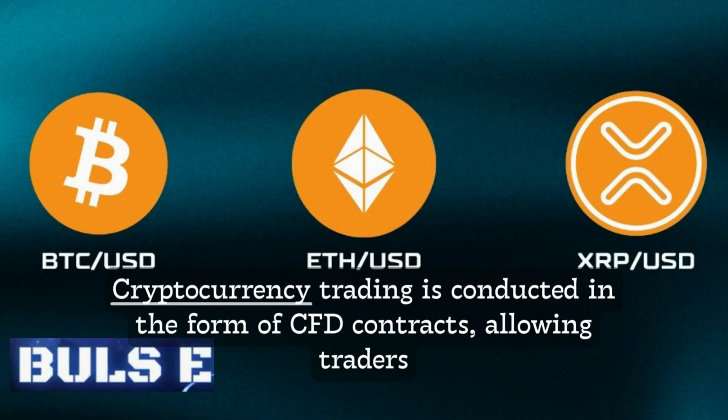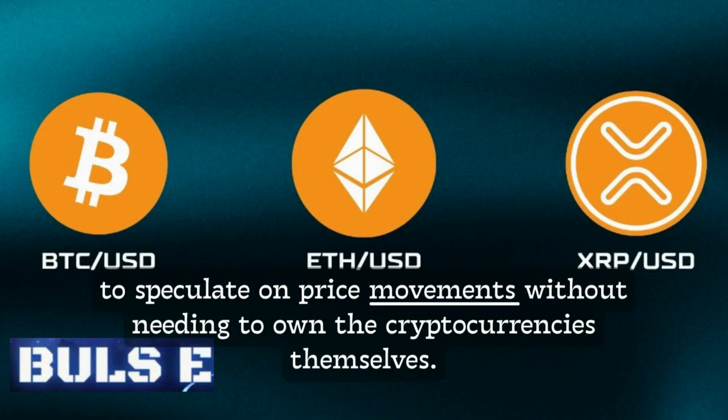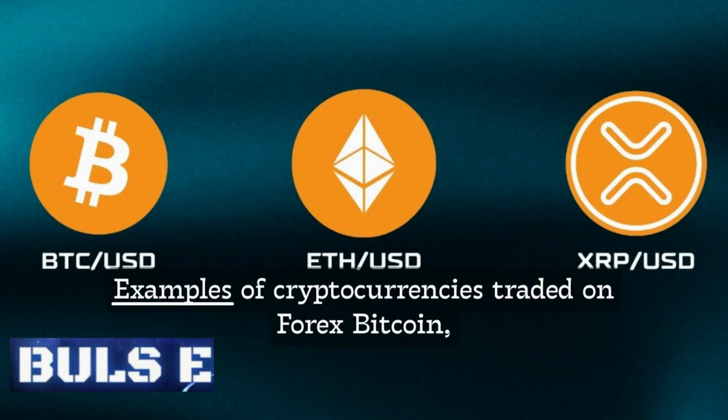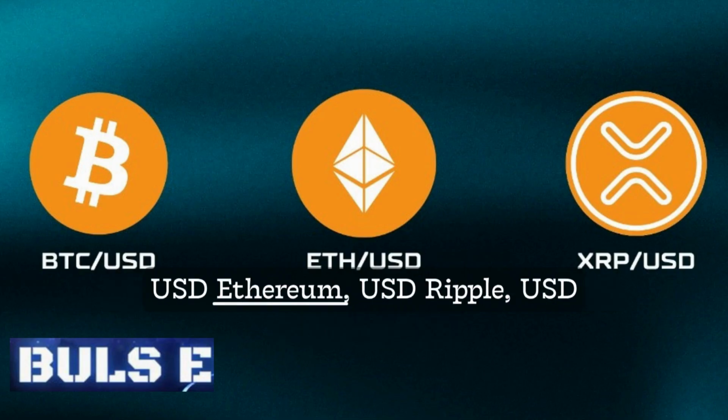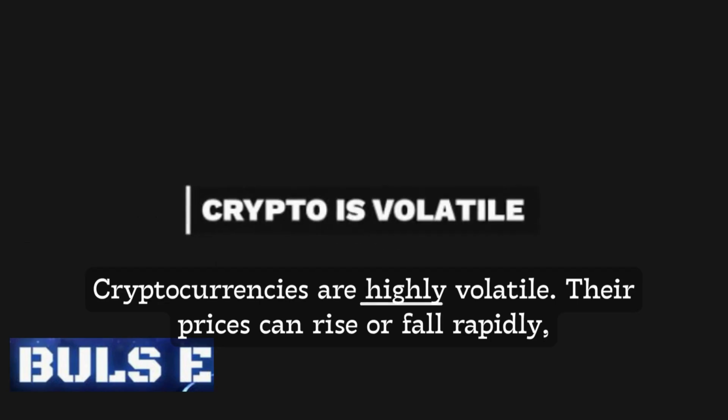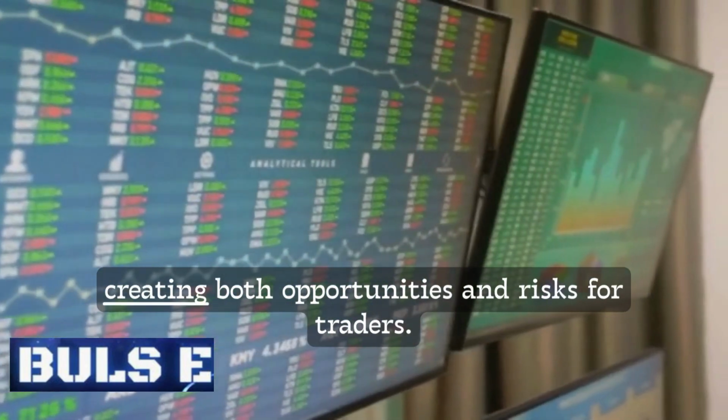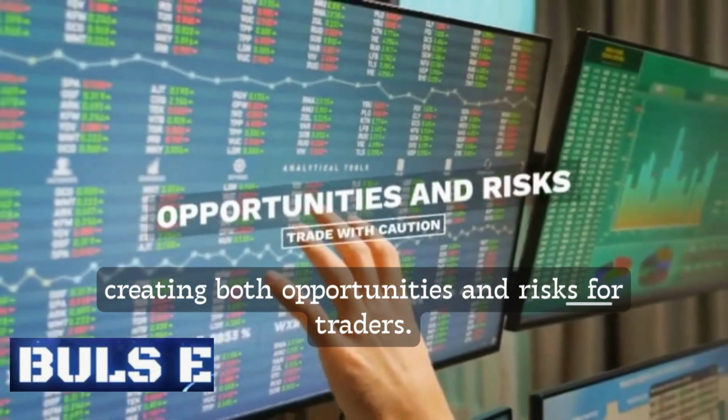C. Cryptocurrencies. Cryptocurrency trading is conducted in the form of CFD contracts, allowing traders to speculate on price movements without needing to own the cryptocurrencies themselves. Examples of cryptocurrencies traded on Forex: Bitcoin US dollar, Ethereum US dollar, Ripple US dollar. Cryptocurrencies are highly volatile. Their prices can rise or fall rapidly, creating both opportunities and risks for traders.